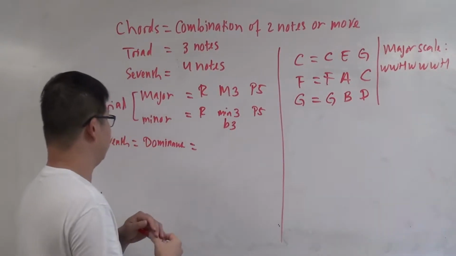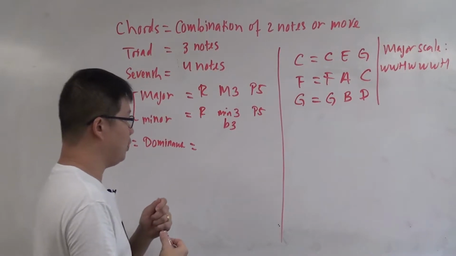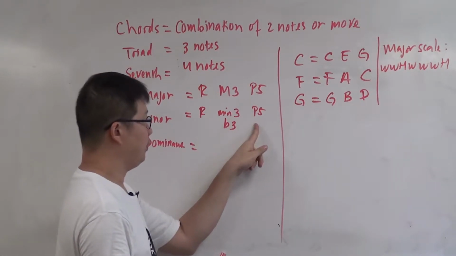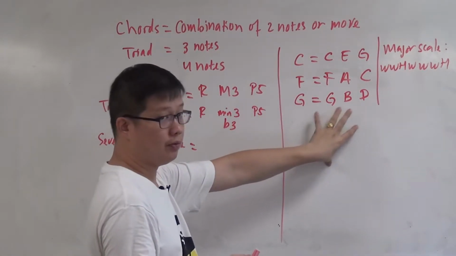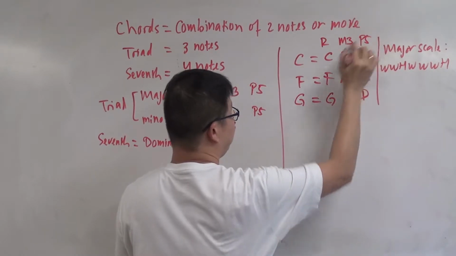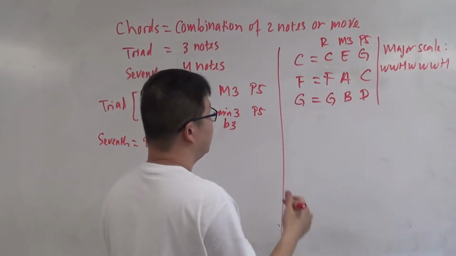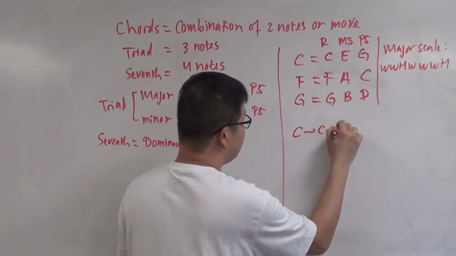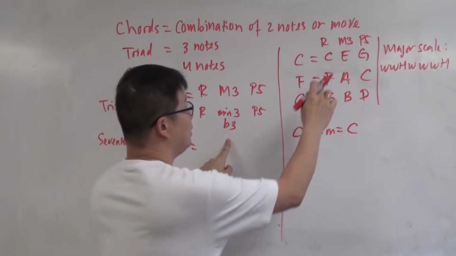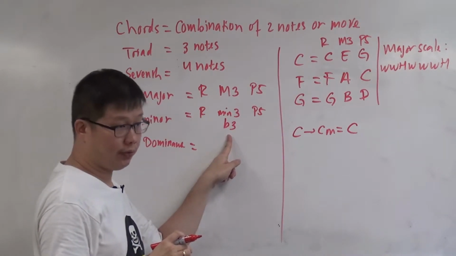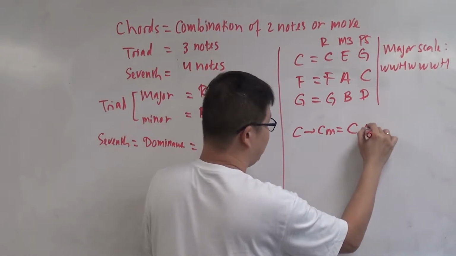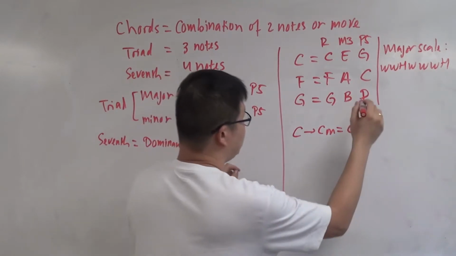We want to take a look at the minor triad. Now the minor triad, the formula is root, minor third, or some people also say flat 3, and perfect fifth. Now you have the major triad over here. This is the root, this is the major third, and this is the perfect fifth. However, if we want to build C minor, the root is C, the major third is E, but the formula says flat 3. So instead of having E as a major third, the flat 3 is E flat. Then the perfect fifth is G.